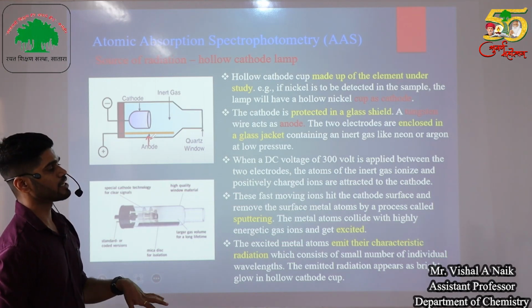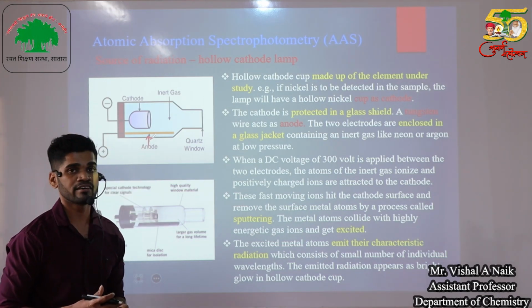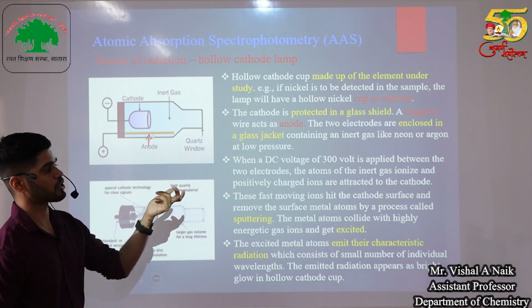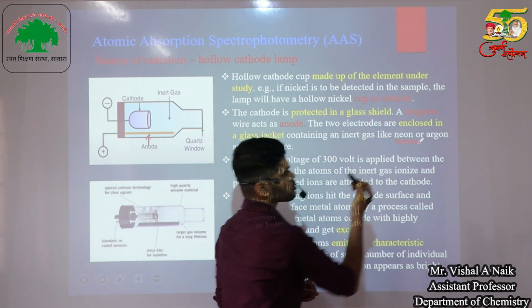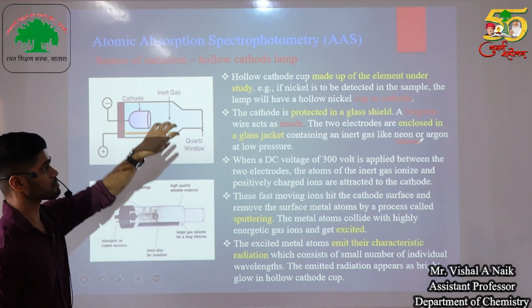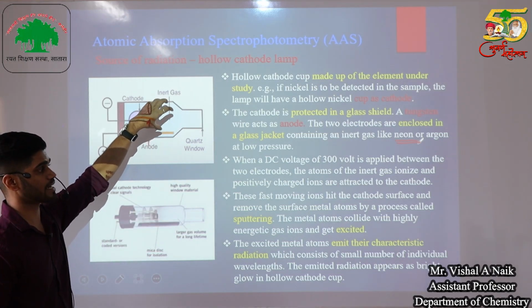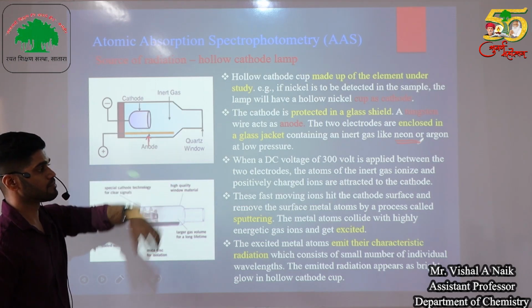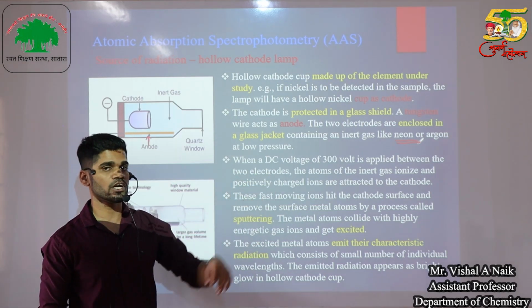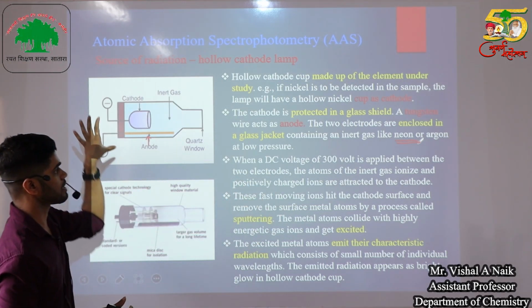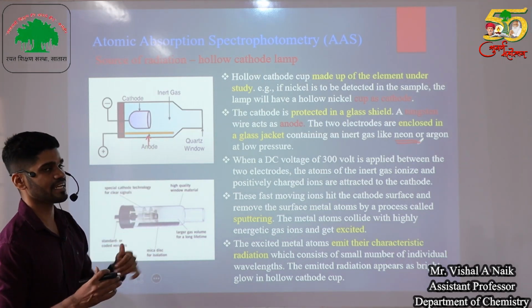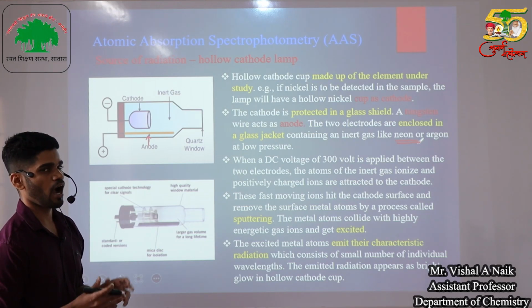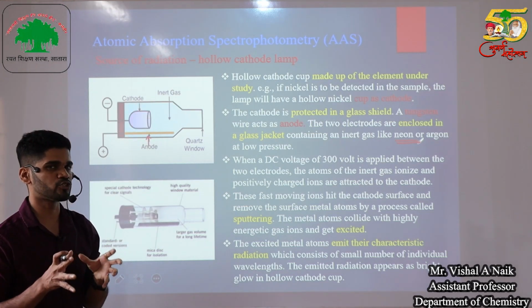The two electrodes are enclosed in a glass jacket containing an inert gas like neon or argon at low pressure. So this gas actually works here. Neon or argon gas is filled in this particular glass jacket. So when a DC voltage of 300 volts is applied, the inert gas gets ionized. So how does that hollow cathode lamp actually work?